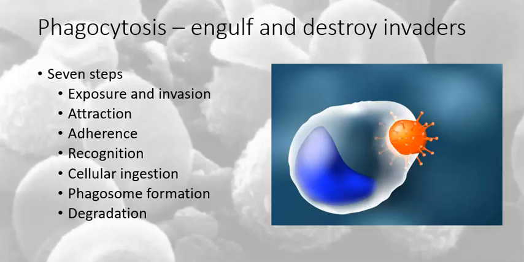Phagocytosis, this is where they engulf and destroy any invaders. There are 7 steps. Expose an invasion. The WBCs in blood and extracellular fluid start with the invader by identifying it as a foreign body. Attraction, the WBCs come into direct contact and bind to the surface of the invading protein. Adherence, they bind the phagocyte cell to the target foreign body.